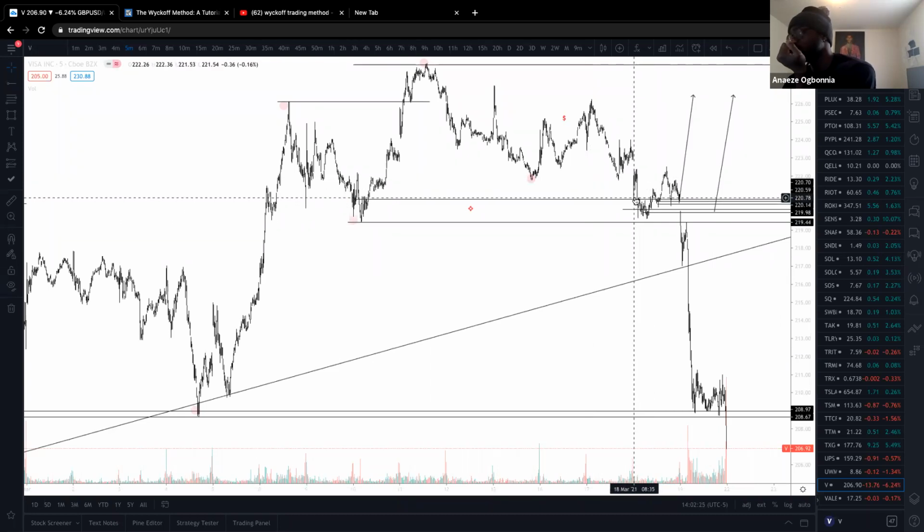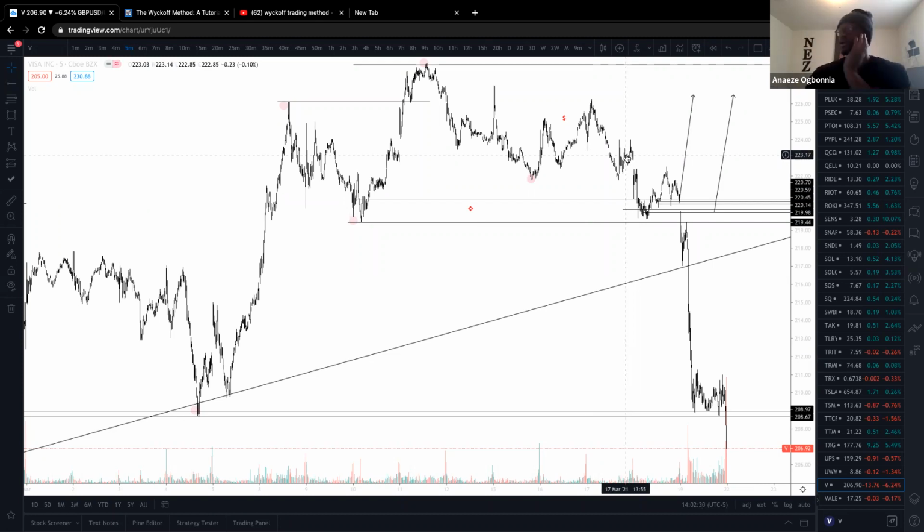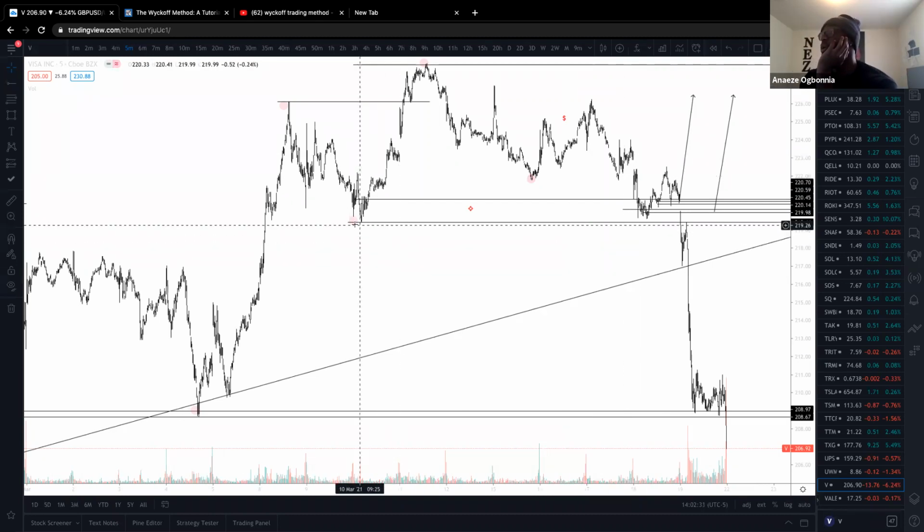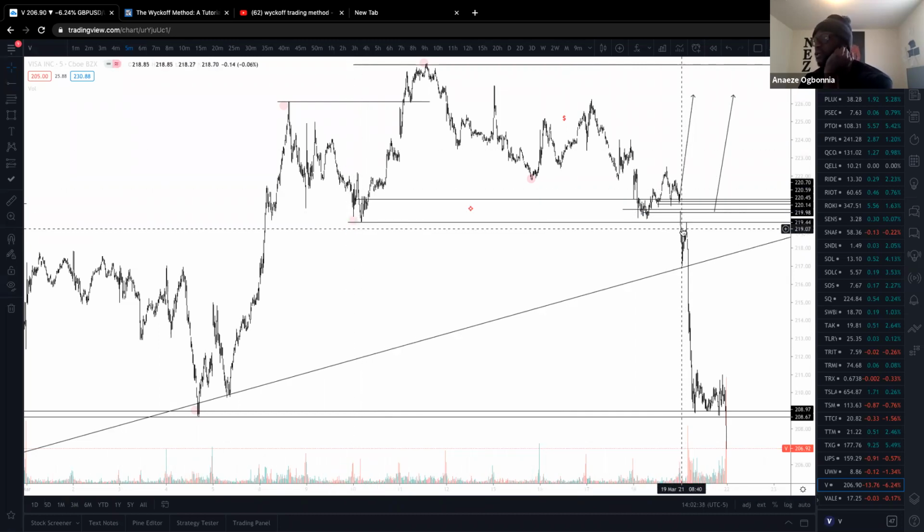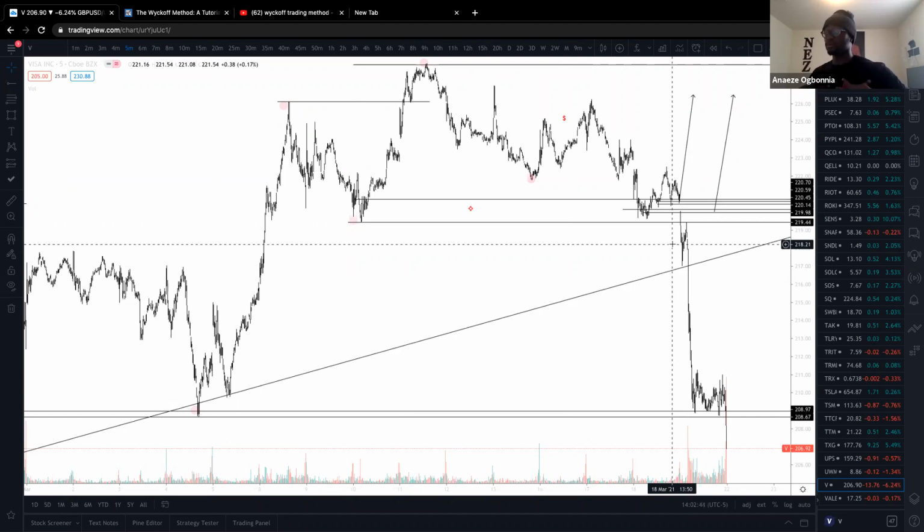No, we entered here. Actually, no, we entered at 222. Actually, I don't care. But the thing is, we were all supposed to get out of the trade if it went under 219, which it did. So it crossed 219. But the issue was I didn't wake up until 10, which, don't get me wrong, that's my fault.